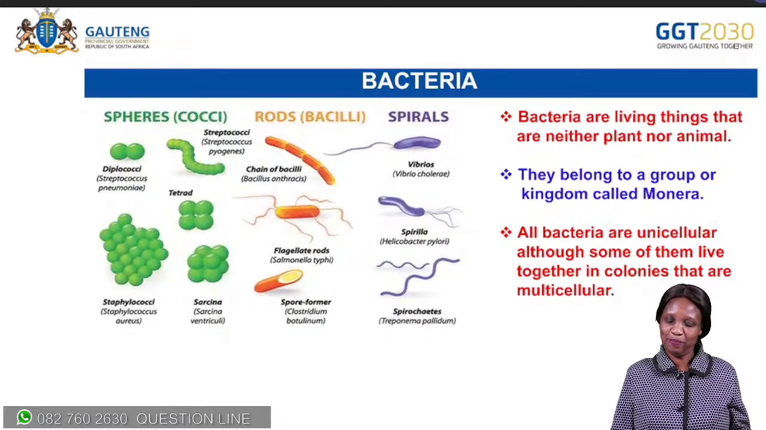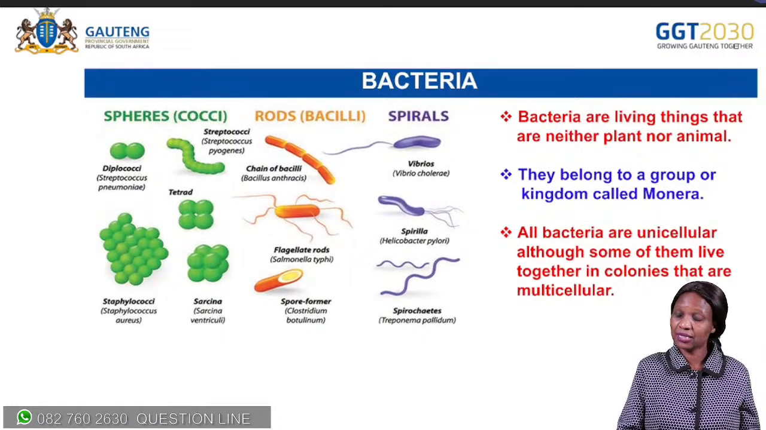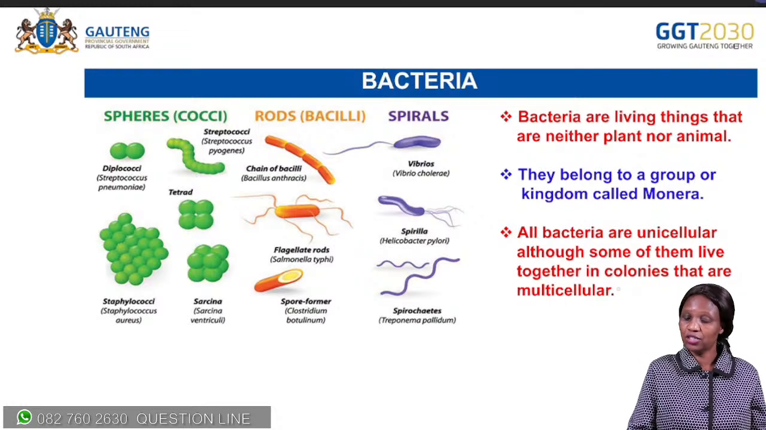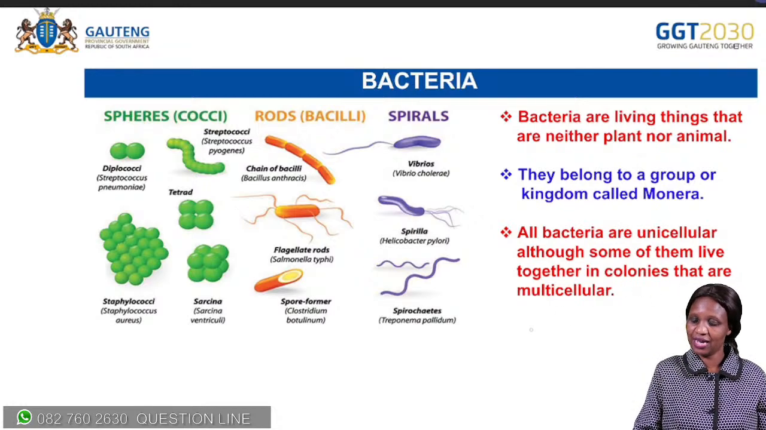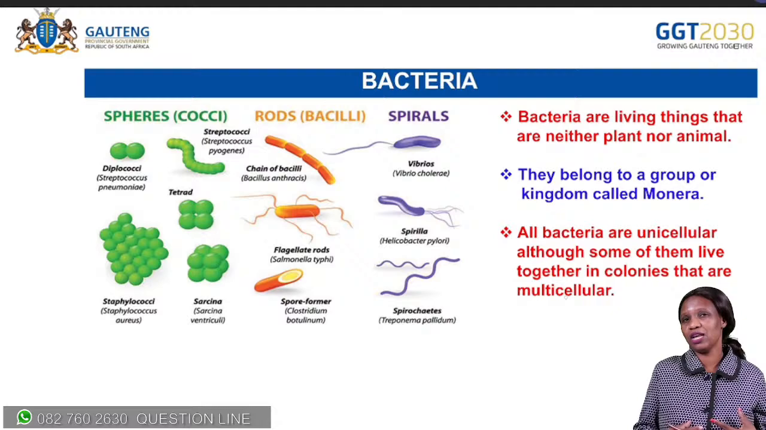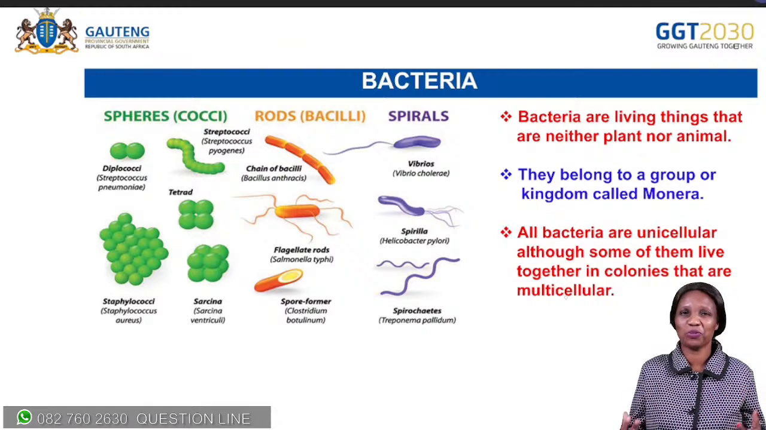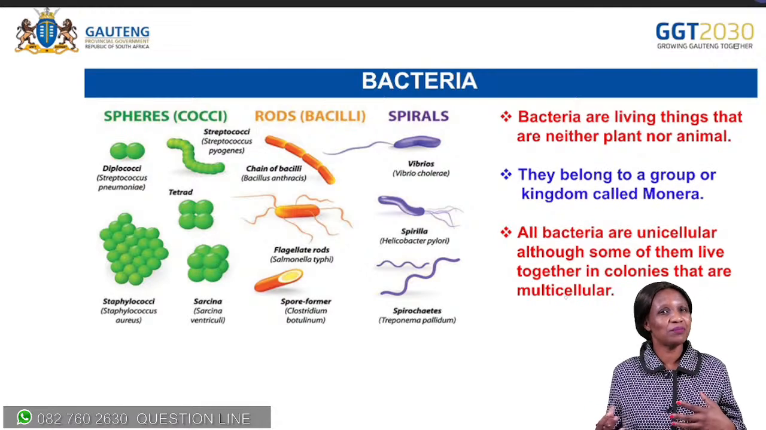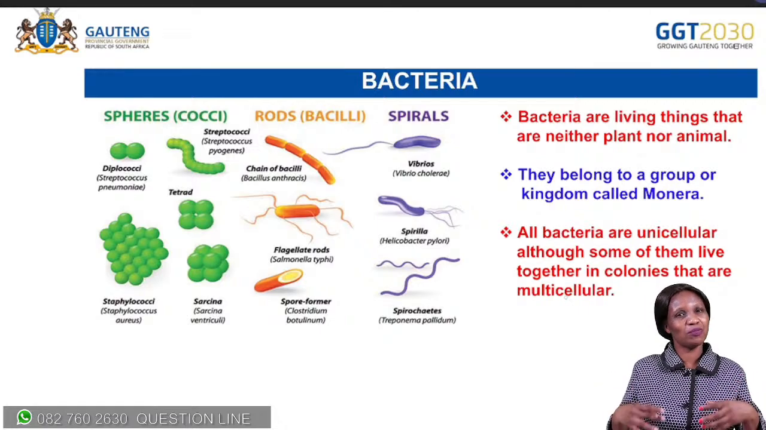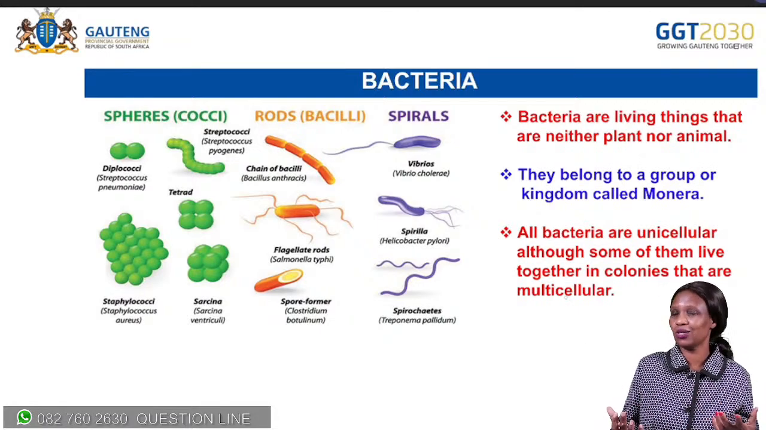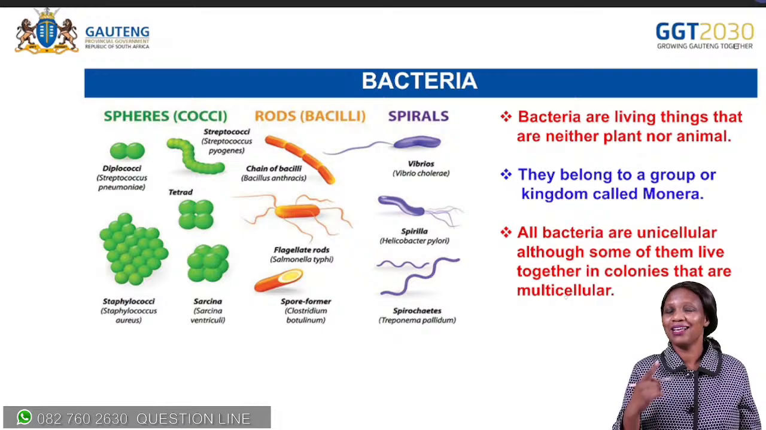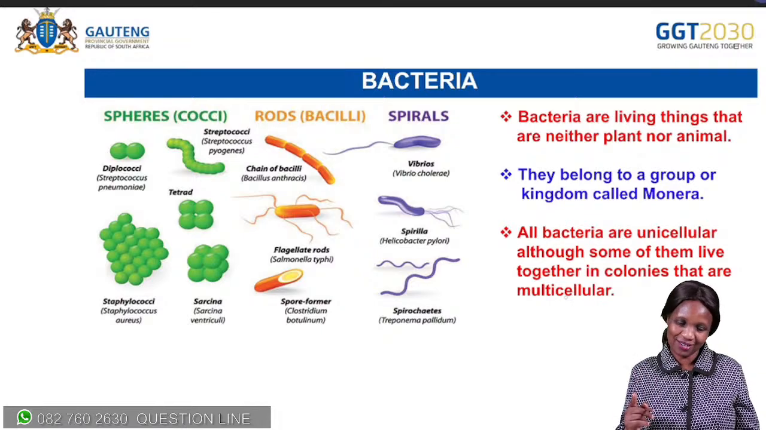All right. And then some live together in colonies that are multicellular. Remember, when we're talking about multicellular, multi means what? Many. It can be two or many, that is multicellular, but unicellular is one. It means one. All right.